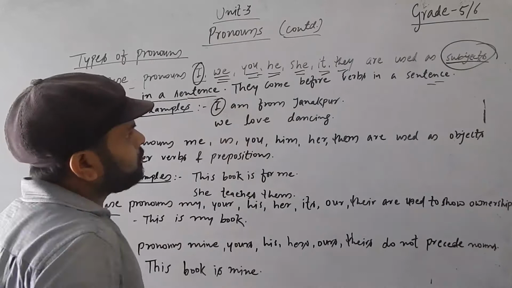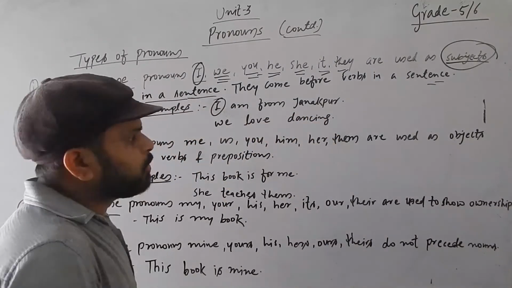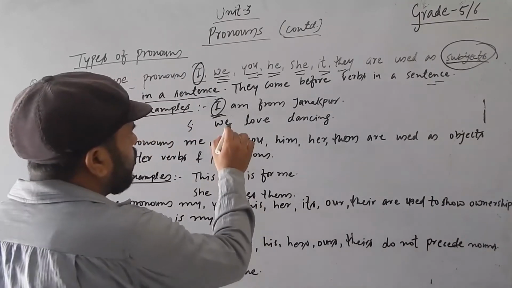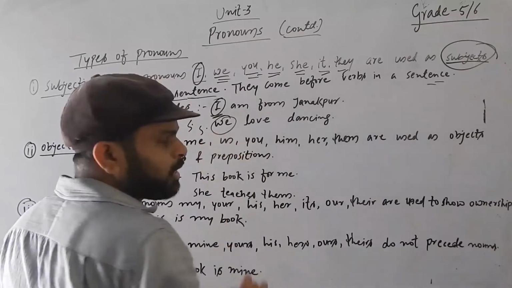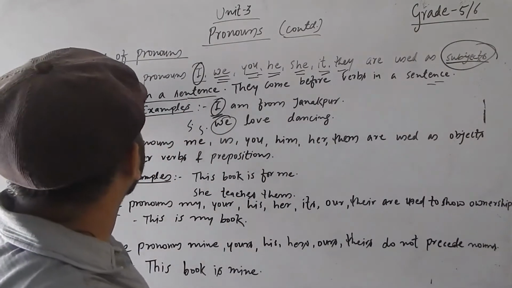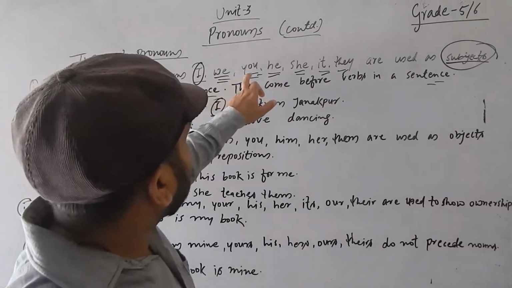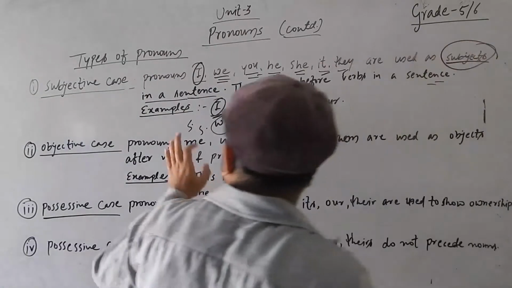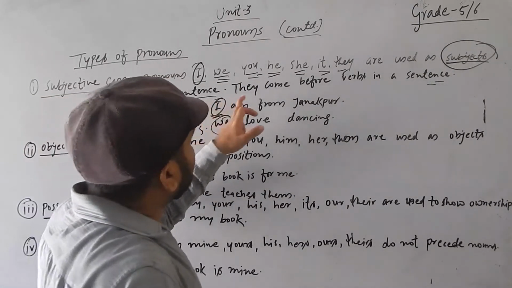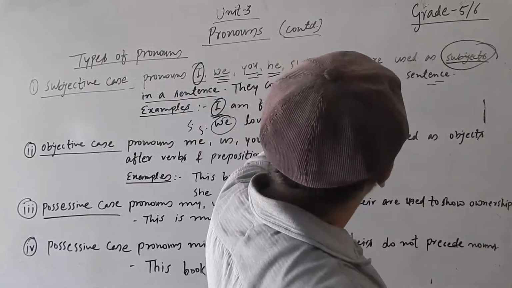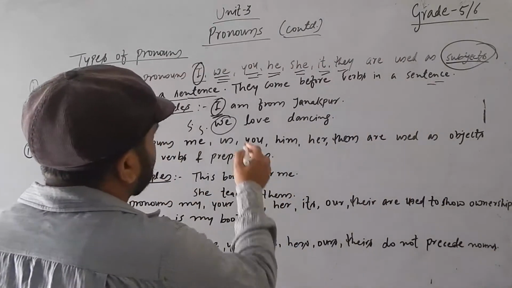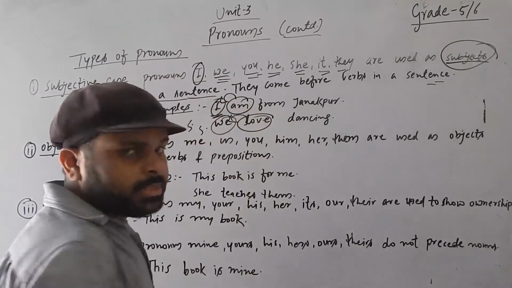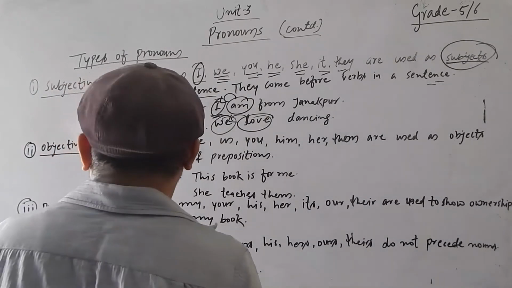I am from Janakpur. I, here, is what? Subject. We love dancing. We, here, is the subject. So according to the definition, I, we, you, he, she, it, they are used as subjects in a sentence. They come before verbs in a sentence. Before the verb, it generally appears in a sentence. I hope you are clear.